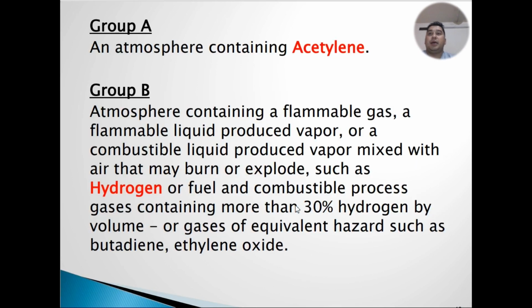Now, group A, an atmosphere containing acetylene, will come under group A. Group B, an atmosphere containing a flammable gas, a flammable liquid produced vapor, or a combustible liquid produced vapor mixed with air that may burn or explode, such as hydrogen, or fuel and combustible process gases containing more than 30% of hydrogen by volume.